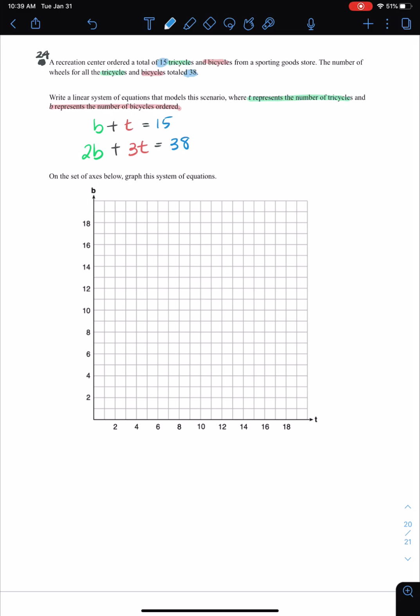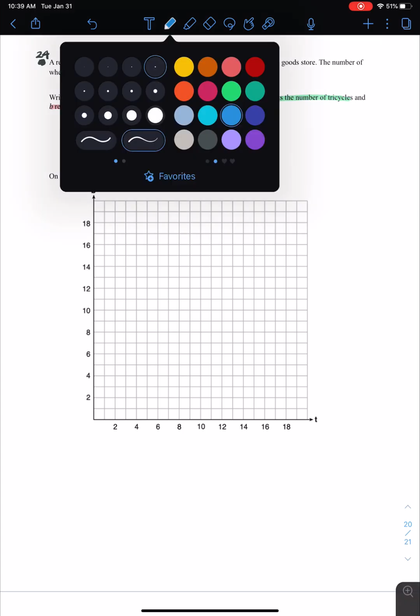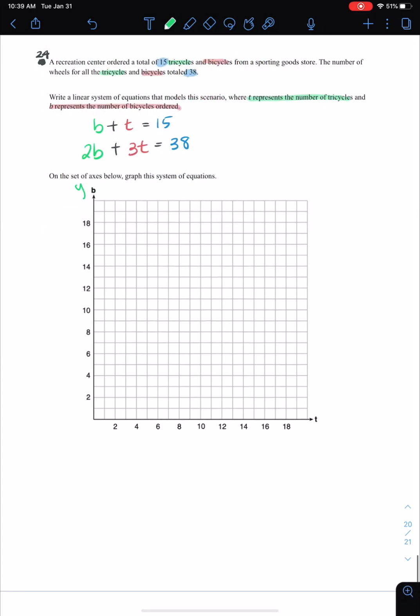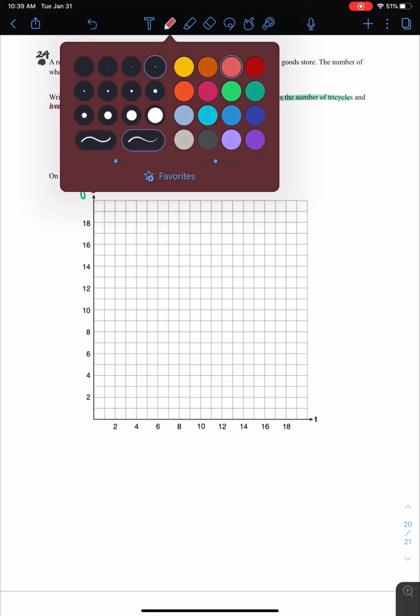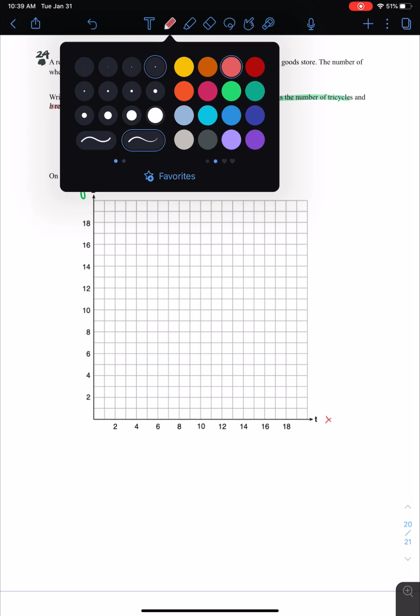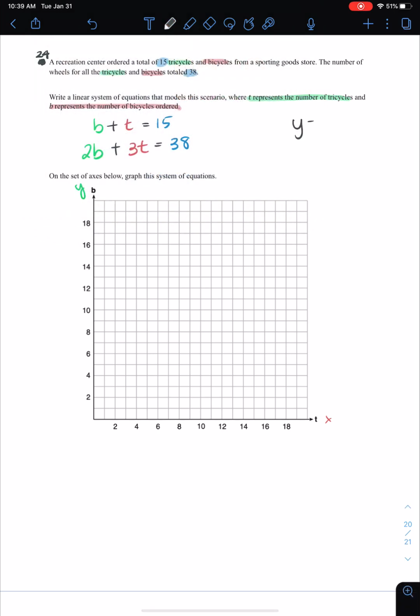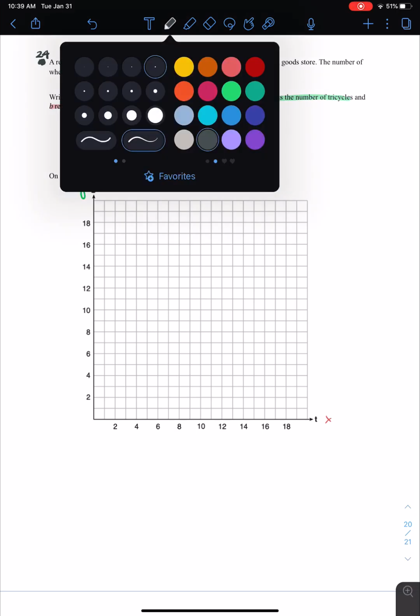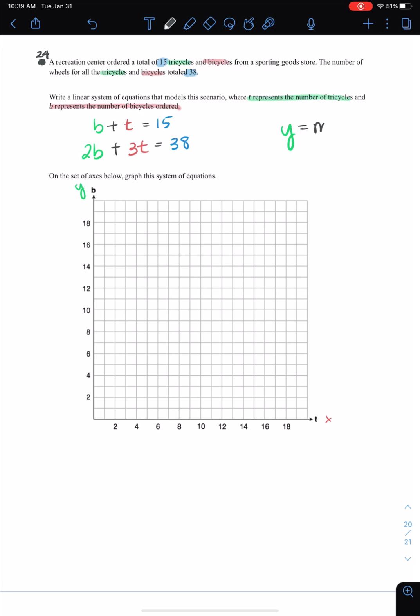However, now it wants us to graph this system of equations where B is the y variable and T is the x variable. So we want to think about B kind of functioning as the y variable and T functioning as the x variable. So we need to get these in the form of what would normally be y equals mx plus b.